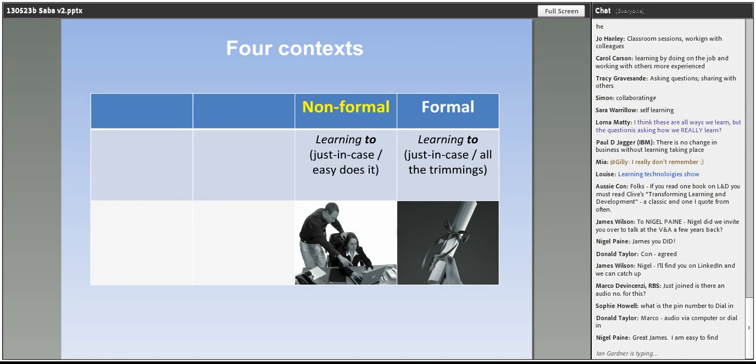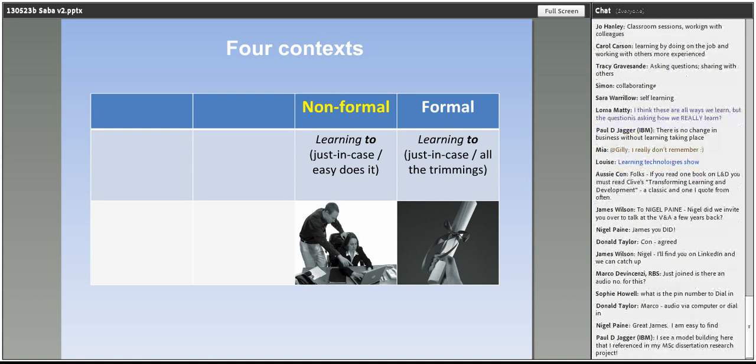I think there's another category which is slightly harder to explain. I will give you lots of examples later. But it's also about learning to do things. It's also developmental.